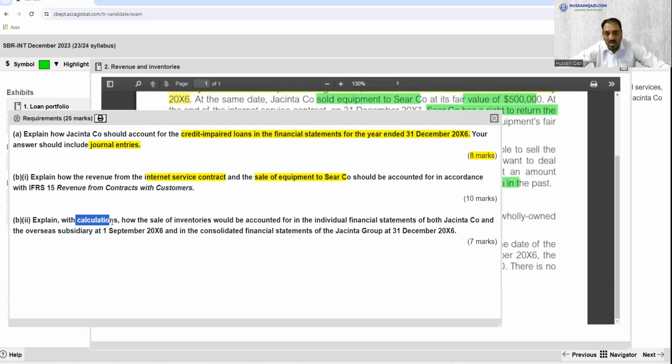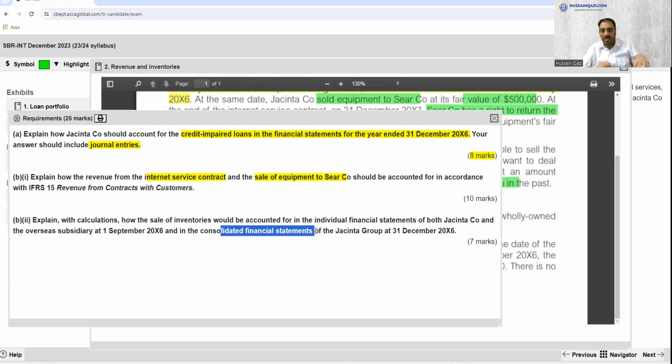Explain with calculations how the sale of inventories would be accounted for in the individual financial statements of both Jacinta and the overseas subsidiaries, and in the consolidated statement of financial position. Two to three points need to be considered. First of all, a part of the overseas subsidiaries.